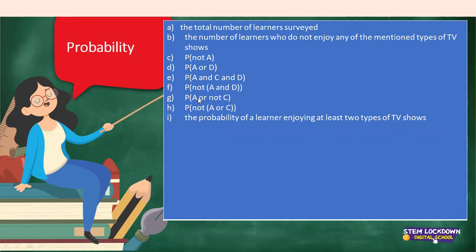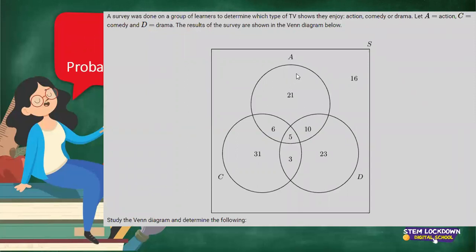Now the next one, find the probability of A or not C. How do you find the probability of A or not C? There is our A, and there is our not C. By the probability of A or not C, we mean everything in A, and the whole of everything excluding 31. That is the elements of A, which are 21, 6, 5, and 10, mixed up with not C.